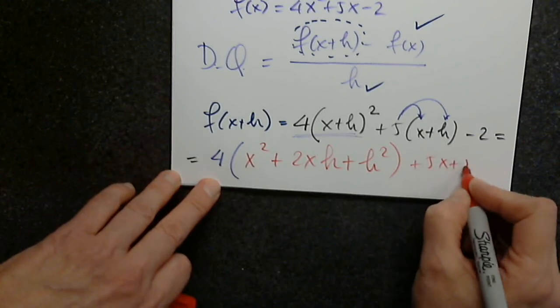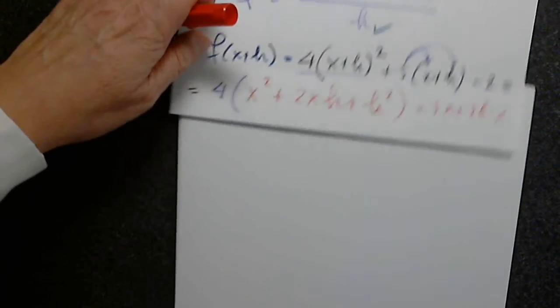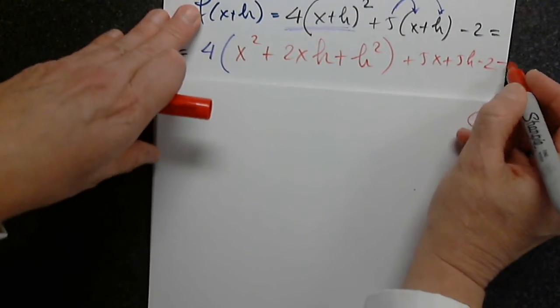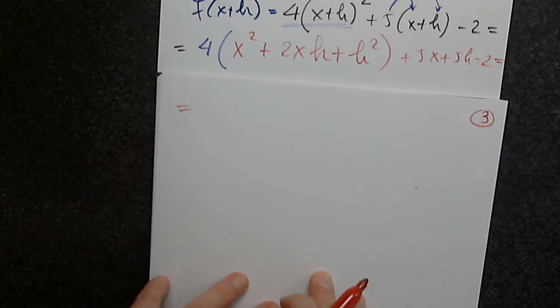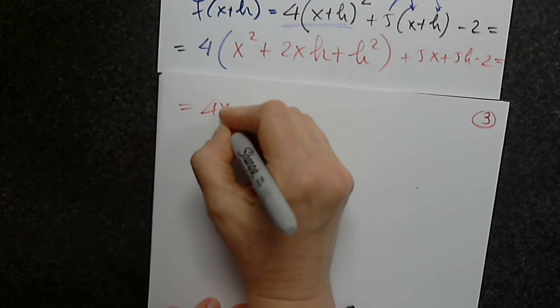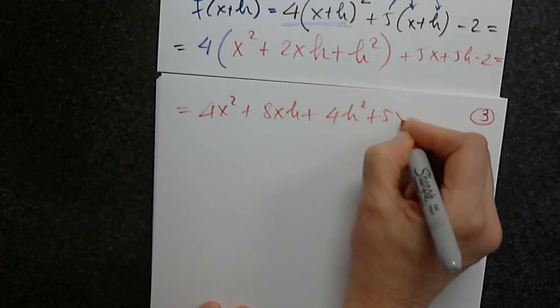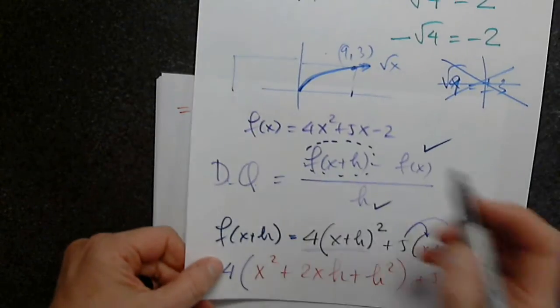Very good. Plus 5x plus 5h minus 2. I hope that you do not have any doubts about this, because we discussed this on the first day of classes. So this is 4x squared plus 8xh plus 4h squared plus 5x plus 5h and minus 2. All this work only determined this.